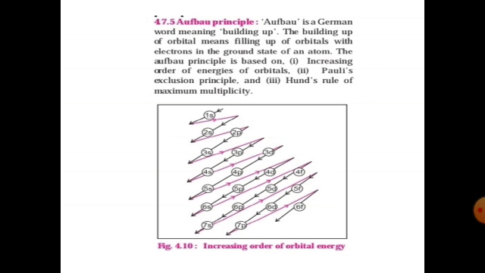So first, 7 circles containing 1s to 7s. Second set of circles starts from 2p to 7p. Then the third set of circles starts from 3d to 6d, and the last 3 circles have 4f, 5f and 6f. So first you have to practice this diagram, because while filling electrons in different orbitals you should know this diagram, and accordingly you have to fill the electrons in each orbital.